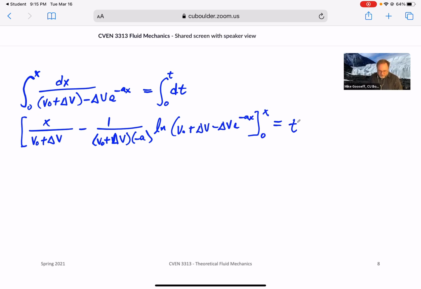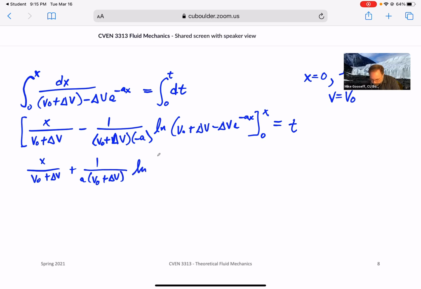So if we substitute the limits that we're given, so recall we said that initial condition, so x equals 0, t equals 0, and we know that v is equal to some v naught, some starting velocity. If we substitute those in, we basically end up with x over v naught plus delta v plus 1 over a times v naught plus delta v times the natural log of v naught plus delta v minus delta v e to the minus ax over v naught is equal to t. Let's see, I'm just realizing up here I missed a parenthesis, but anyway, that goes in there.